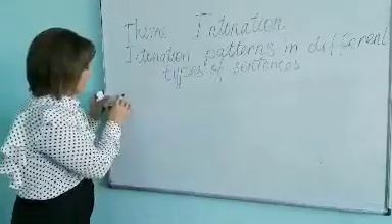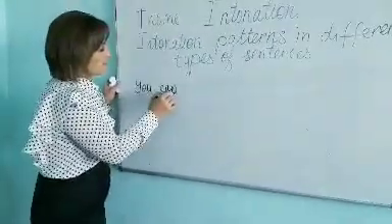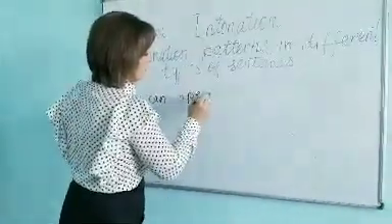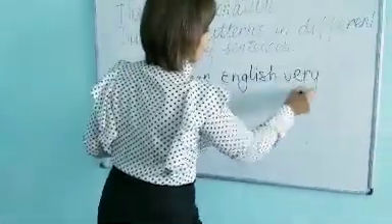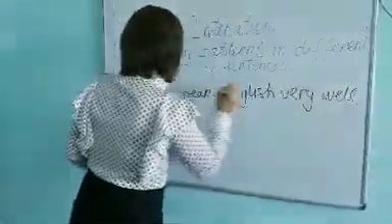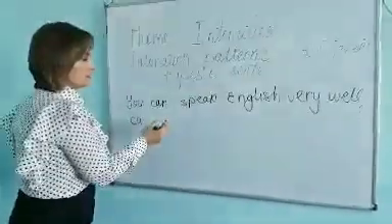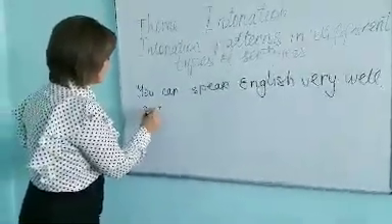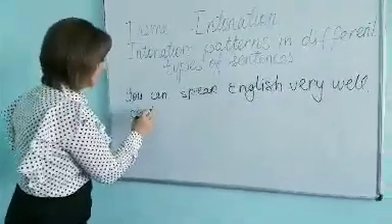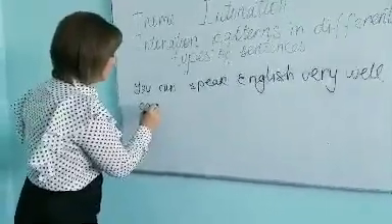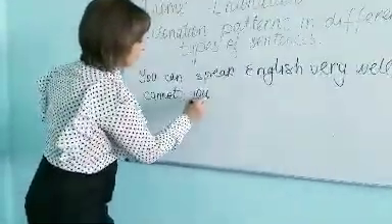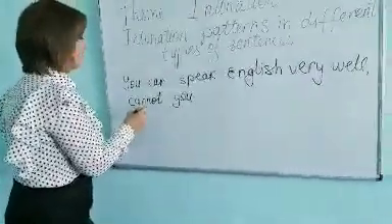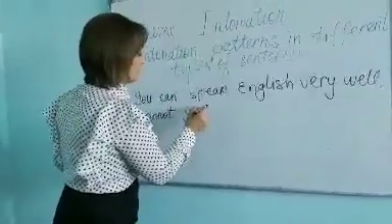You can speak English very well. As the first part of this disjunctive question is positive, the second part should be negative. Can't you or cannot you? If it's one word, we should write the full form of it, that is cannot you. Or you may use an abbreviation too, can't, for example. It doesn't matter, but the same intonation should be used.